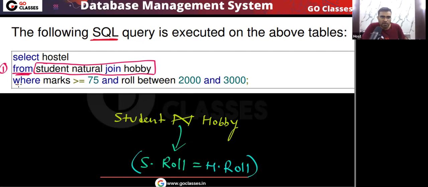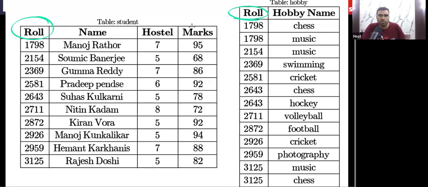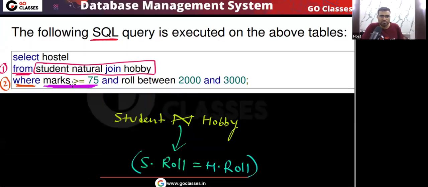Then you can see WHERE marks is greater than or equal to 75. Marks should be greater than or equal to 75. Tell me which table has the marks column. Yes, only this table has the marks column. So marks should be greater than or equal to 75. We want those tuples. WHERE is your tuple selection operator. This is your tuple selection condition, right?